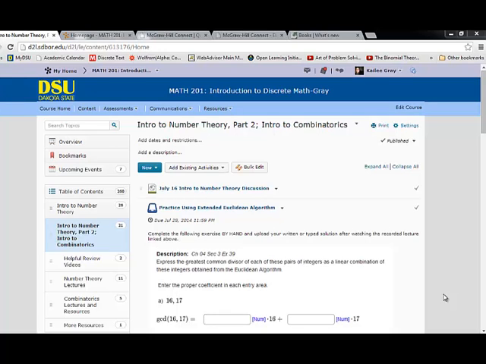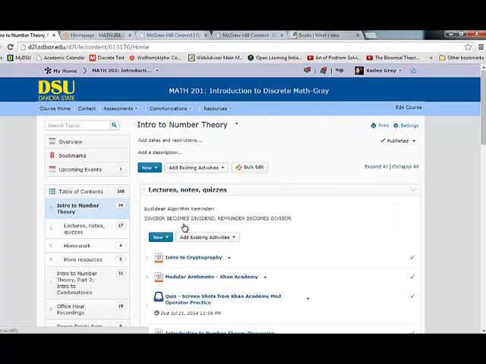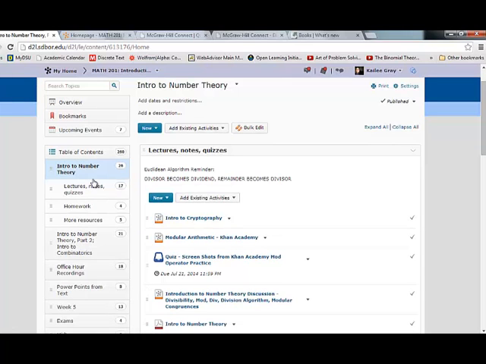Now we're switching gears. We'll still do some proofs, but we're going to start talking about number theory. And we're going to be studying integers and their properties. You should have a pretty good idea of what number theory is, and you should have watched most of the lectures and completed most of the work here in this first folder for Intro to Number Theory.